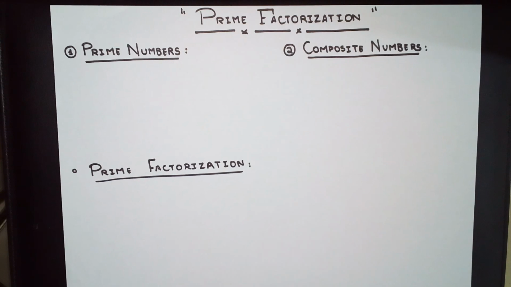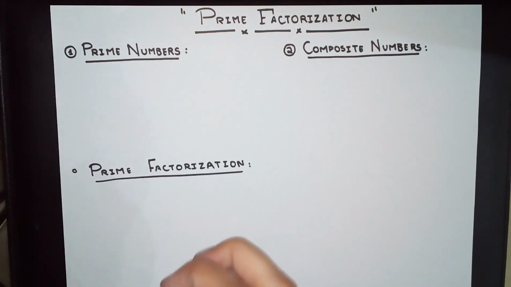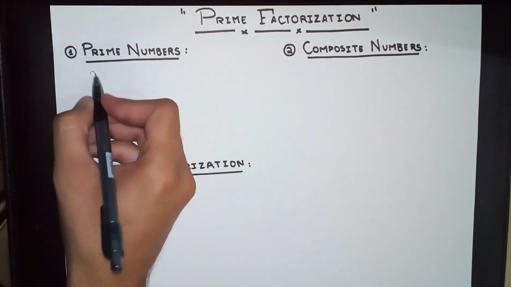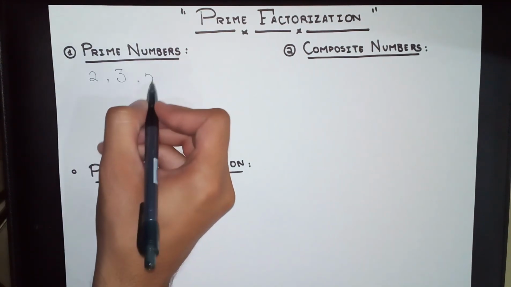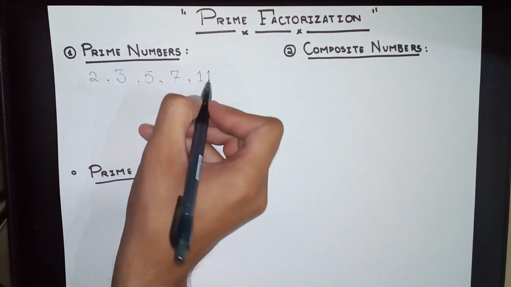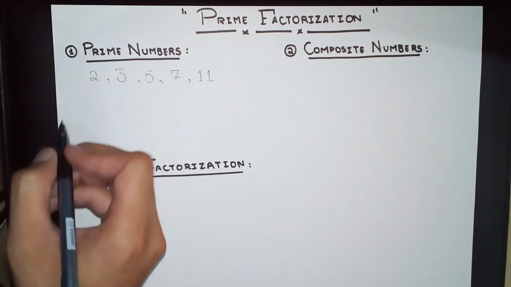These are the numbers which have exactly two factors, and these are called prime numbers. Now let us get into the examples. We have the number 2, the number 3, the number 5, and 7, and 11. All of these are prime numbers, and I'll show you why.